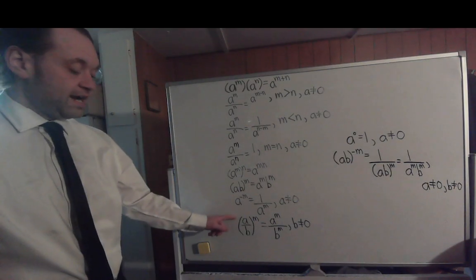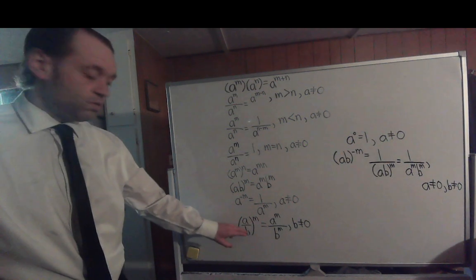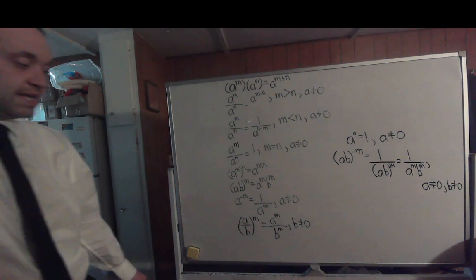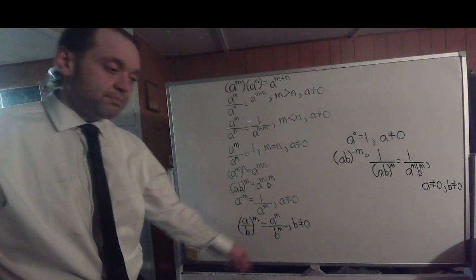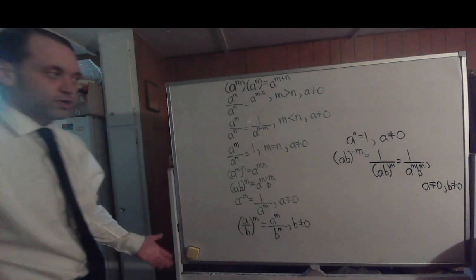And then if I have the quotient of two different bases, a over b, that quantity to the m power, it's the same as a to the m divided by b to the m, provided b is not equal to 0, because you don't want a 0 in your denominator.